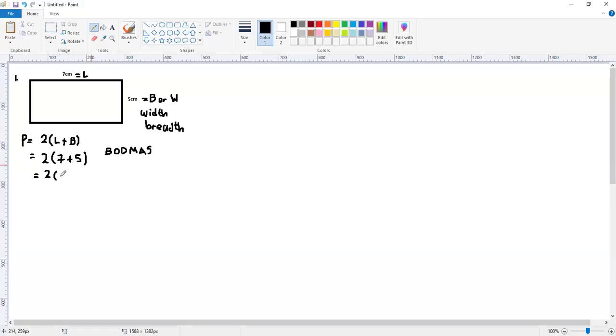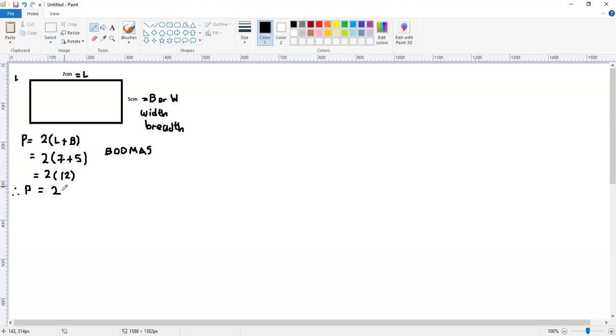So 7 plus 5 is 12, right? Mm-hmm. Okay, so we have 2 times 12, which will give us what? 24. So we can say the perimeter equals 24.